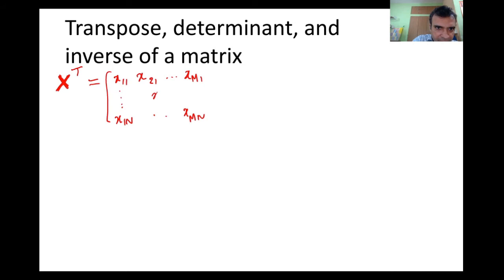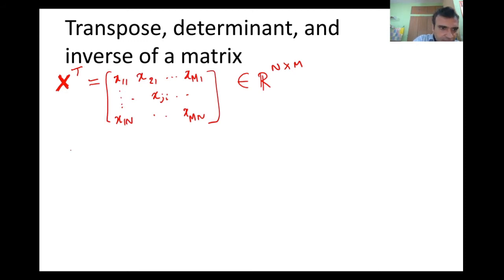Okay, so any particular element xij will become xji. That's a general way of writing this. This is assuming that the original X was in R m cross n, so the transpose will be in R n cross m. It's a useful way of looking at matrices, because in machine learning, we have samples and their dimensions in rows or columns, and we may want to exchange them.